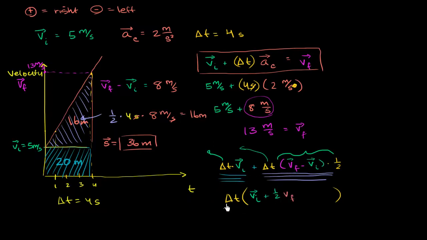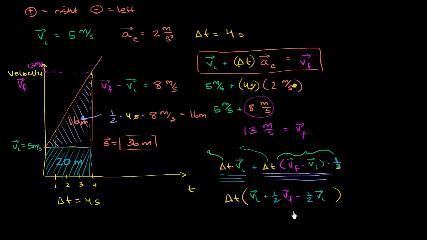That's not the right color. Let me actually do it in the right color so that you understand what I'm doing. So this is the 1/2. So plus 1/2 times our final velocity, minus 1/2 times our initial velocity. I want to do that in blue. Sorry, I'm having trouble changing colors today. Minus 1/2 times our initial velocity.